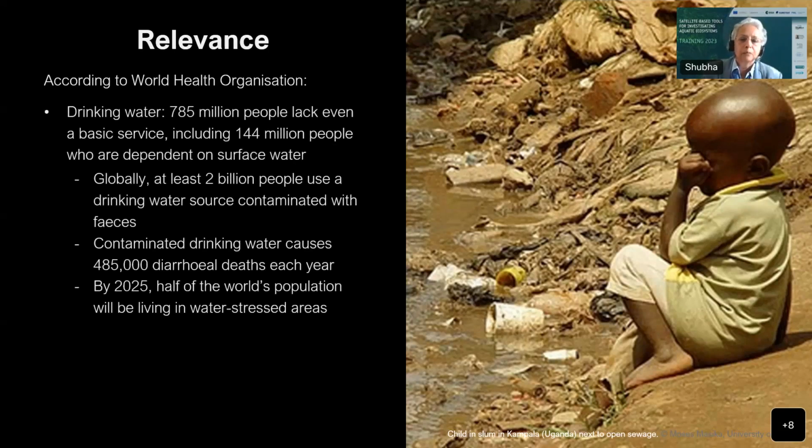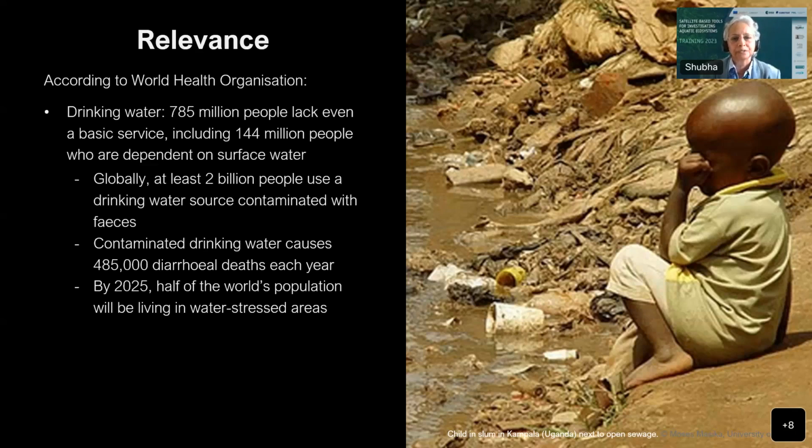What if we change and look at the statistics for drinking water, because many of the diseases that we are going to look at are associated with contaminated drinking water. Again, according to WHO, close to 800 million people lack even a basic service, and about 150 million people are dependent on surface water, and are part of this group of people who don't have enough sustained supply of drinking water.